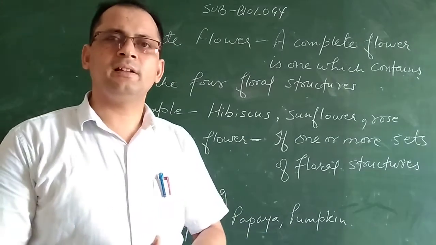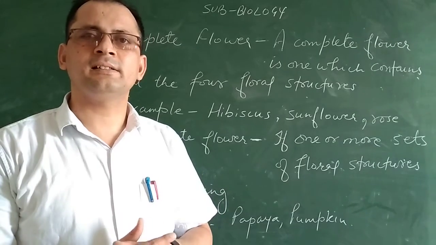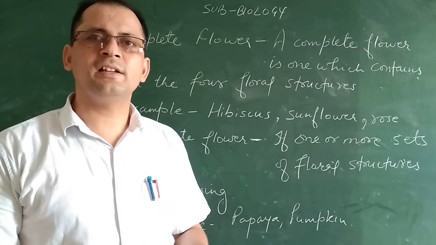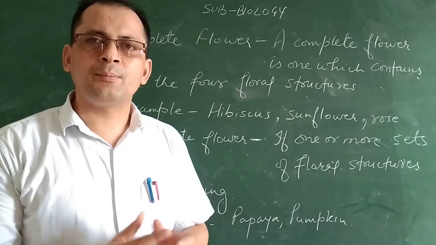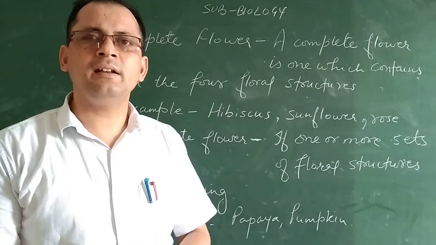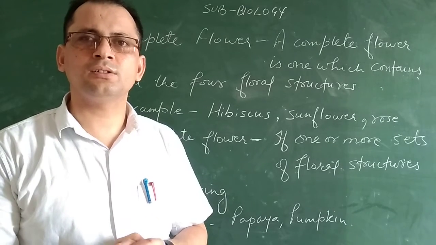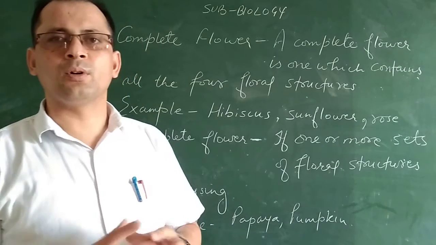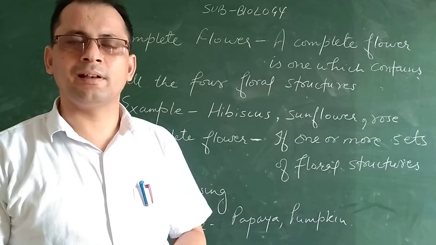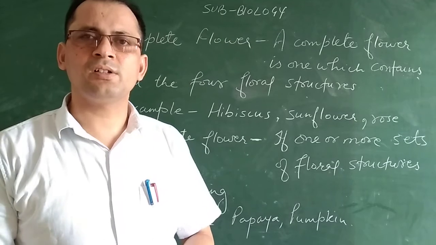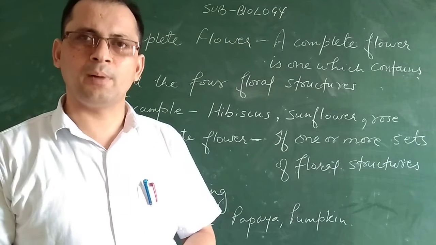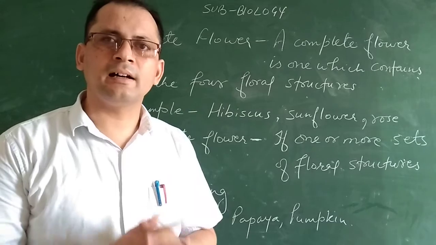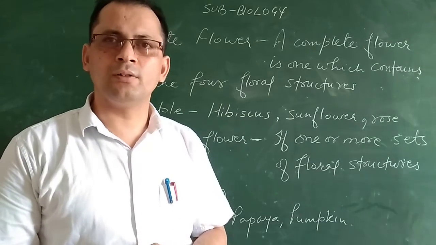Now in a flower, beta, there are two parts, that is essential parts and non-essential parts. Now what are essential parts? These are the parts which directly take part in the process of reproduction. Means these parts are involved in the process of reproduction, like stamen and pistil, that is the male part and the female part. So this stamen and pistil, these are the essential parts of the flowers.